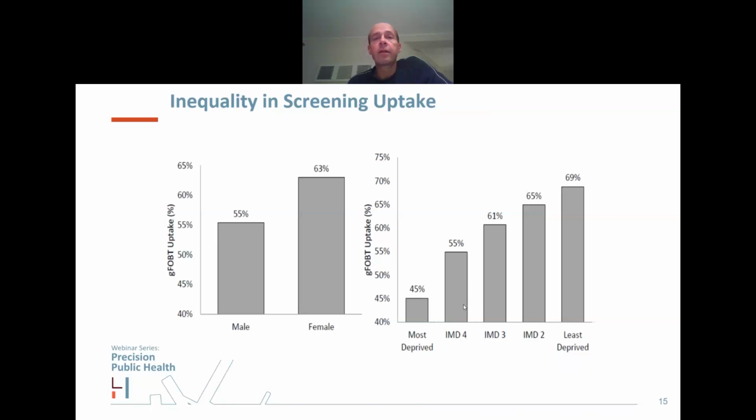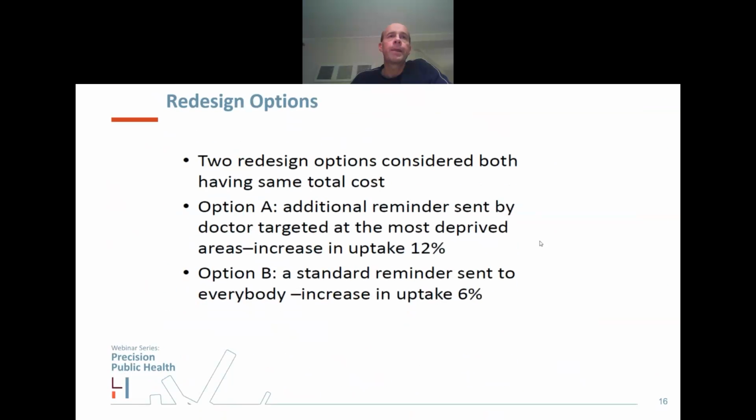If you look at the right-hand graph here, we see that the least deprived have obviously the highest uptake of screening, as you would expect with probably all screening programs. Now, there are two options that have been considered in this study and in policy discussion to redesign the program.